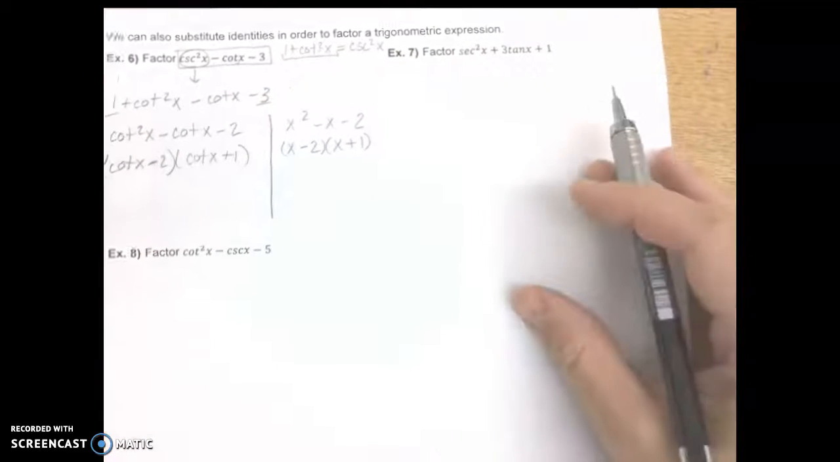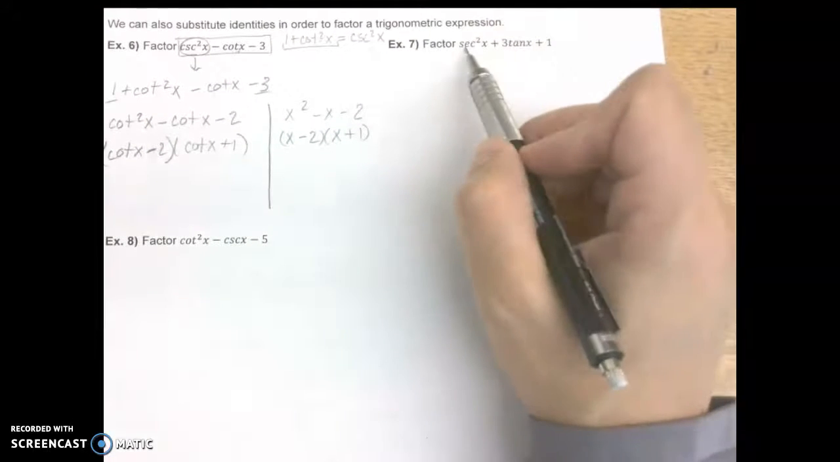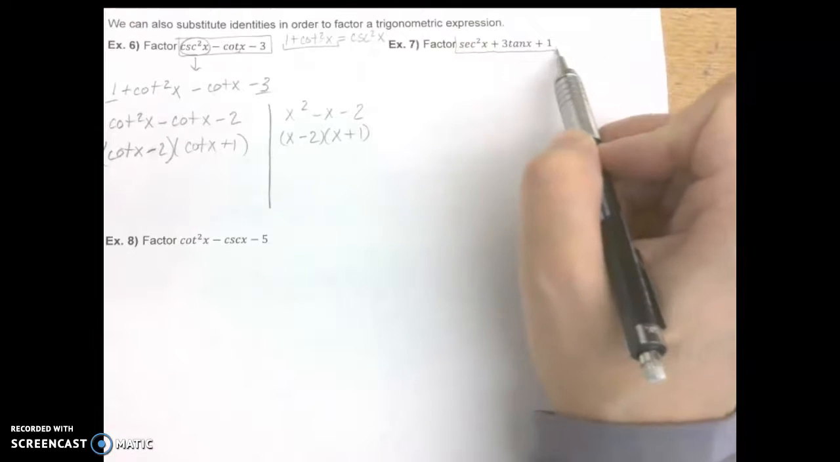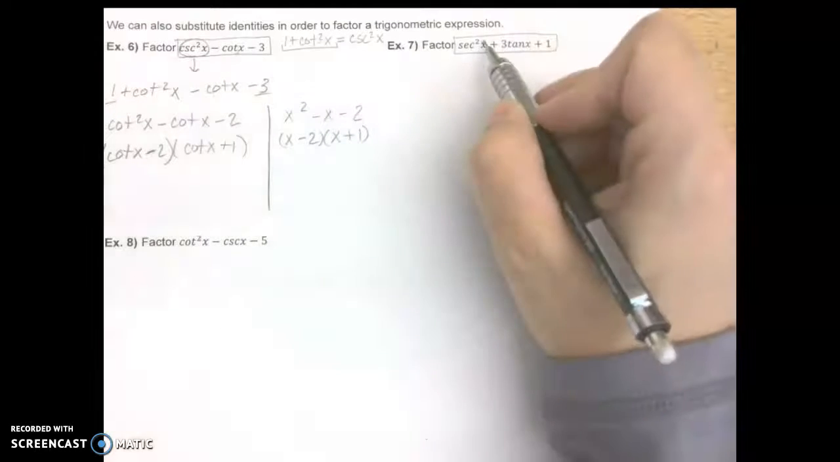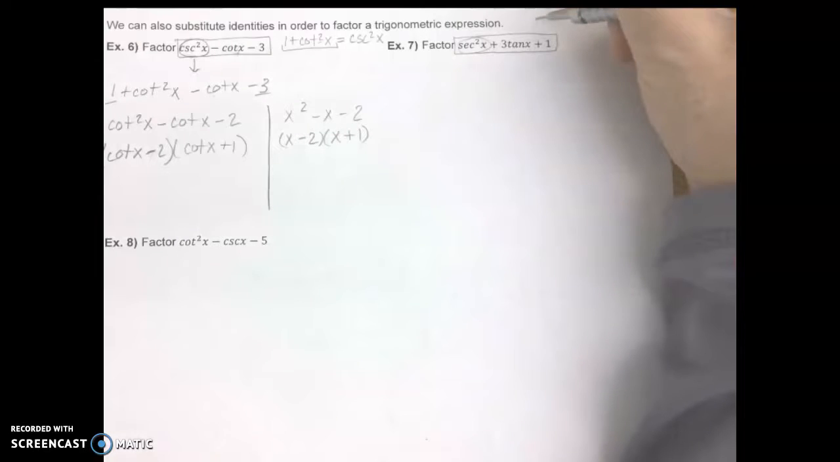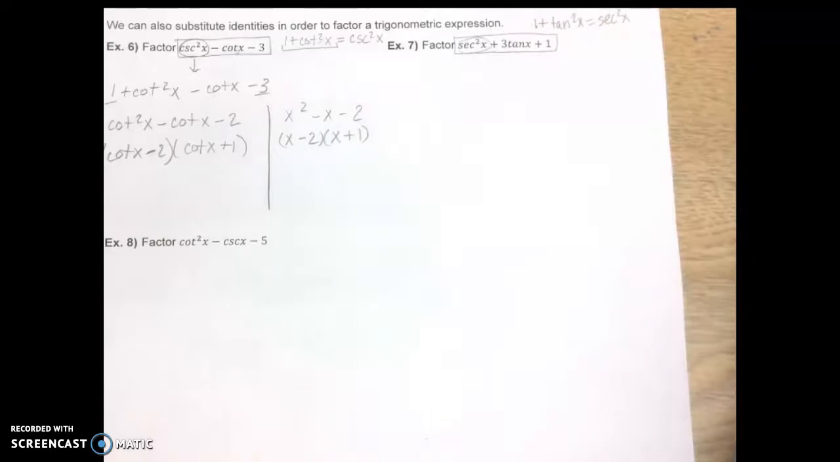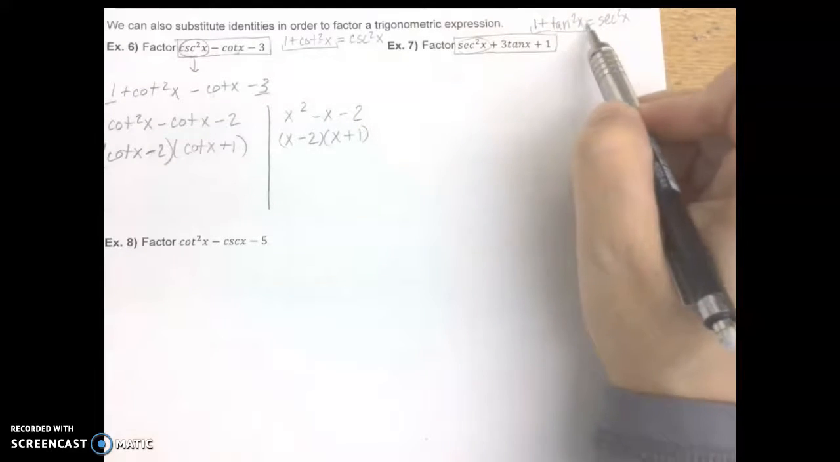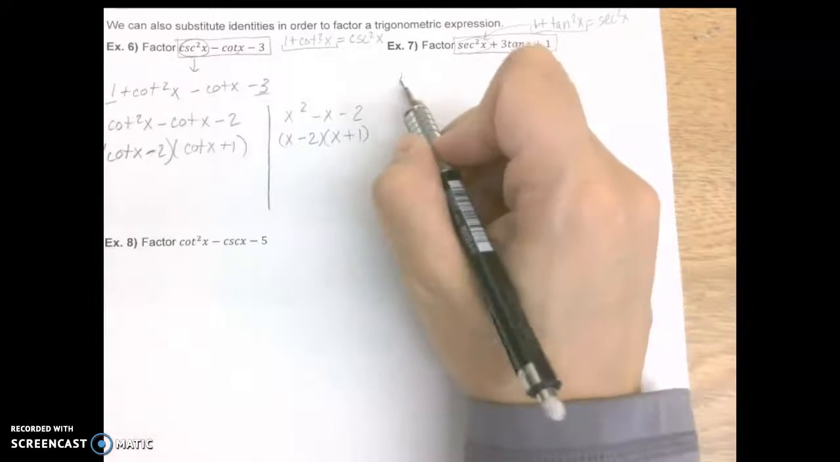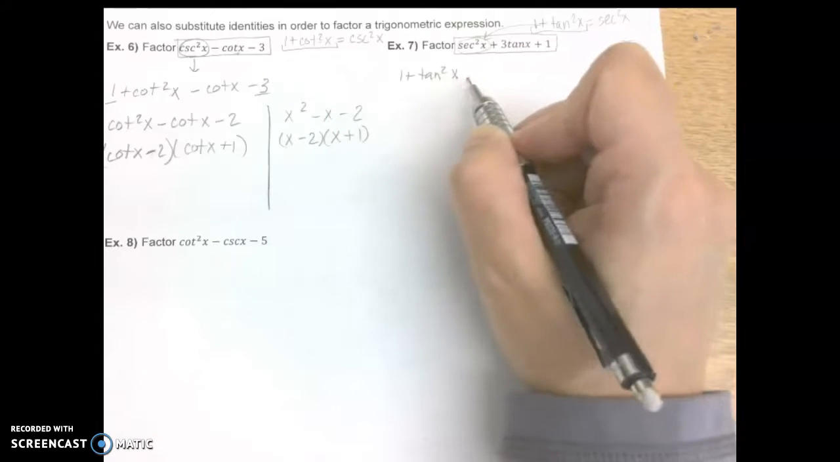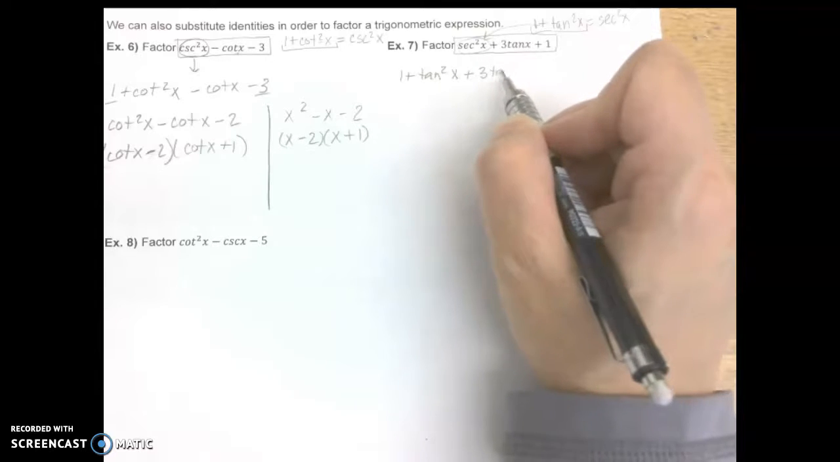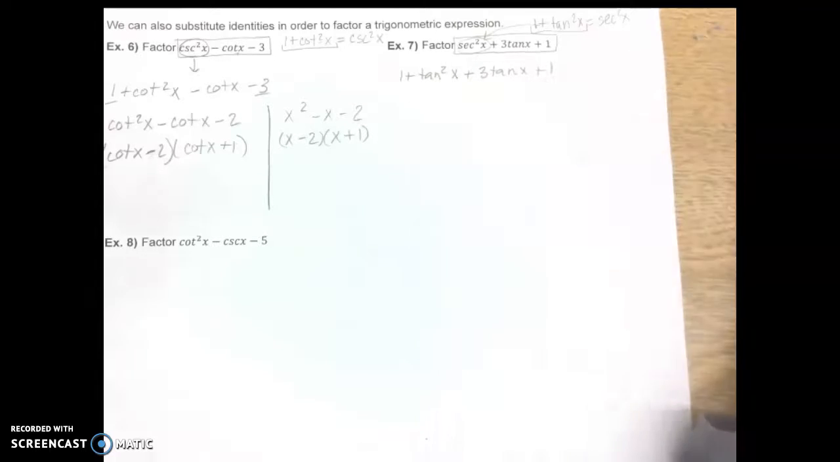Okay, the next one, again, I would use a Pythagorean identity. I've got secant squared x plus 3 tangent x plus 1. So I'm going to replace the secant squared. So that's 1 plus tangent squared x is equal to secant squared x. So this is going to replace that. So I have 1 plus tangent squared x plus 3 tangent x plus 1.